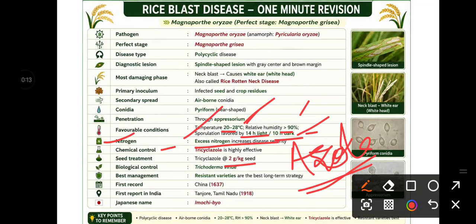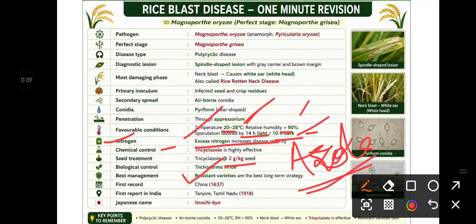Then about biological control, Trichoderma viride can be used as seed treatment or foliar spray also. Then best management. See, for most of the diseases, the best management practice or the most economical long-term strategy is the use of a resistant variety. Okay, remember this. Then a little bit about the history part.